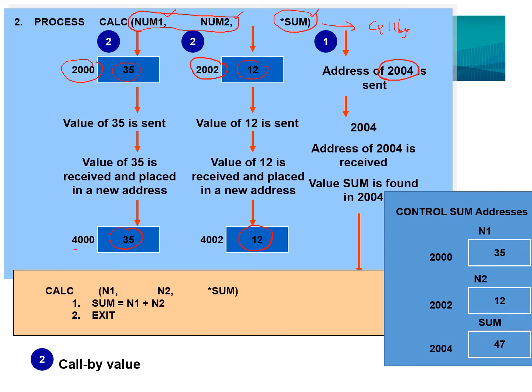We have other addresses as well because we're going to have a copy of the value in a new variable. So num1 will have a new variable 4000, and num2 will have a new variable which is 4002. Inside this module we do some calculation with num1 and num2, and the summation is equal to 47.